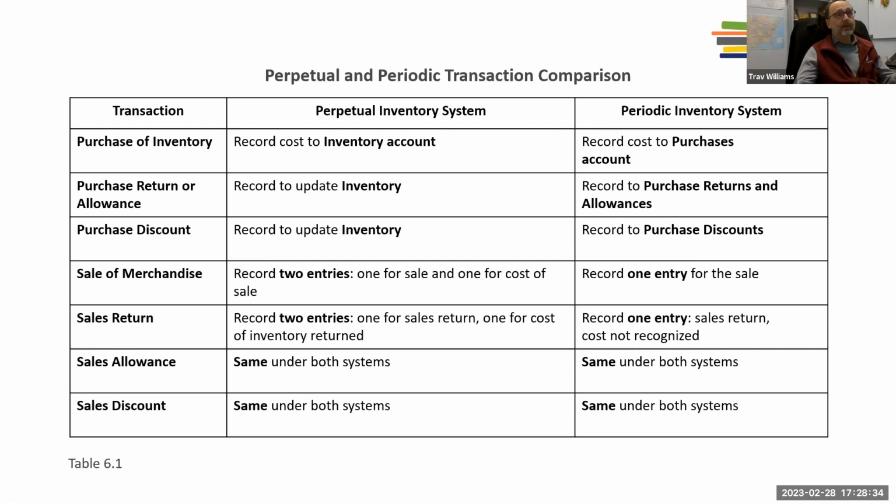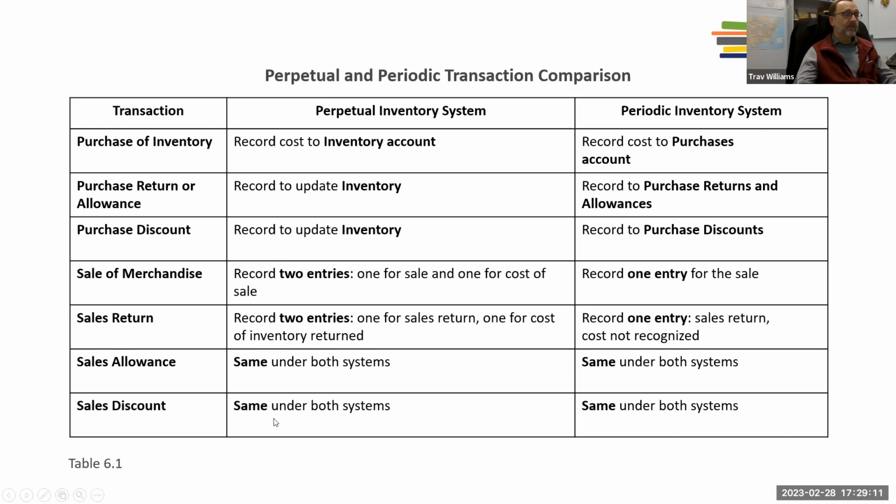If you're only doing an allowance, in the perpetual inventory system, it would be a debit to sales returns and allowances, and it would be a credit to cash if you're giving the customer money back, or credit to accounts receivable if they haven't paid you yet and you're just reducing how much they owe. And that's the same in the periodic system.